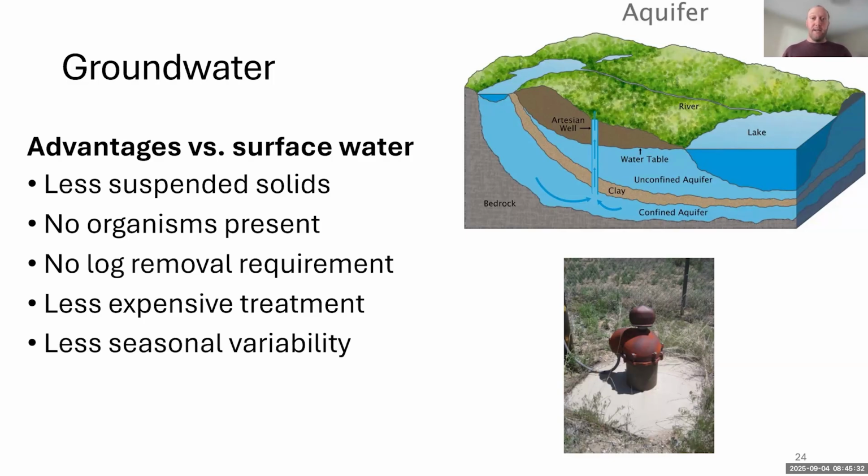There's less variability seasonally as well as yearly because it's pretty much a big reservoir of water underground, so it's protected from more immediate changes. And sometimes aquifers have been there for thousands of years, so they're pretty resistant to change and pretty dependable.